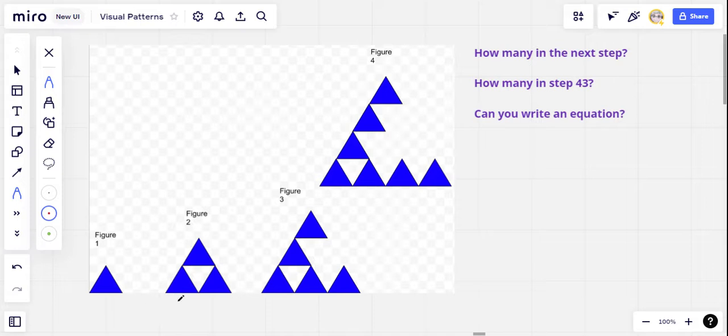Here we've got an interesting looking arrangement of triangles. So here's step one in this visual pattern, step two, step three, step four. The challenge here is to use your visual intuition to figure out how many are in step five. And if you can do that, then try to figure out how many in step 43. And see if you can write an equation that you could use to predict the number of triangles in any step at all. So that's the challenge. If you'd like to accept it, pause the video, give it a shot.